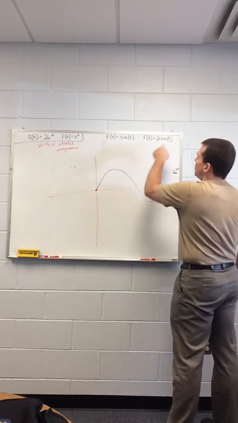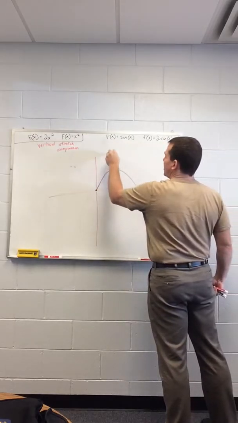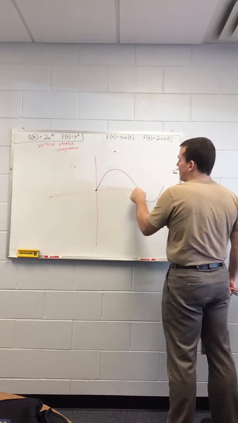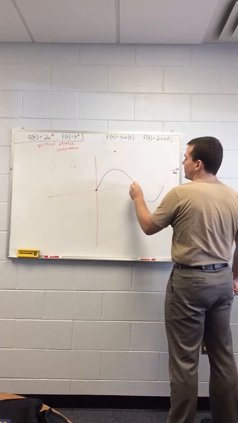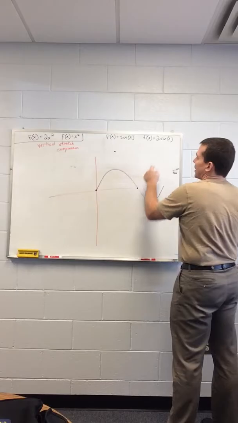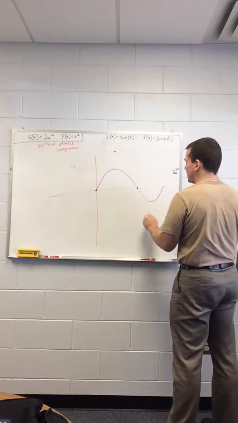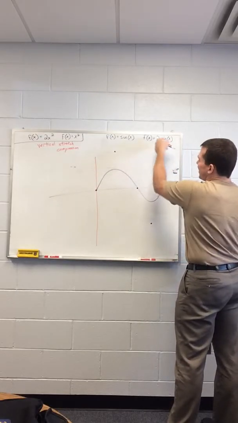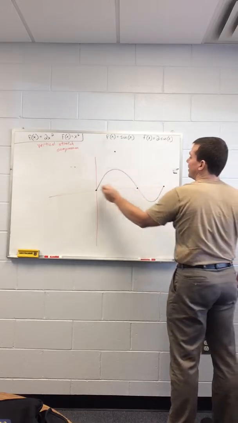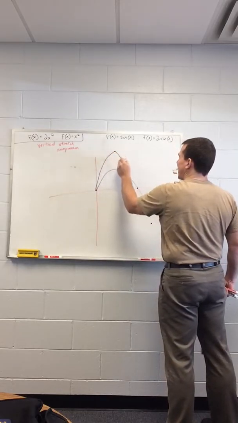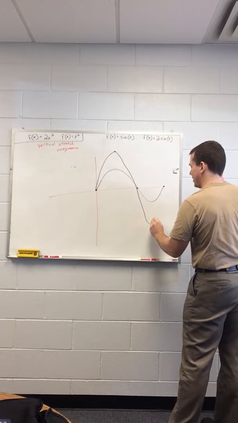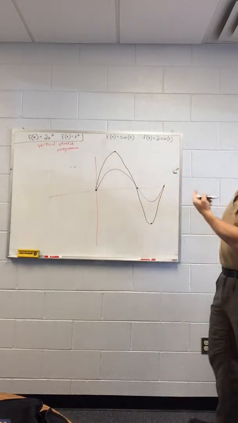At pi over 2, I normally got 1, now I get 2. At pi, I got 0 before, 2 times 0 is 0. At 3 pi over 2, negative 1 times 2 is negative 2. And then at 2 pi, I get 0 again. And we can see the wave looks the exact same. It's just stretched vertically.